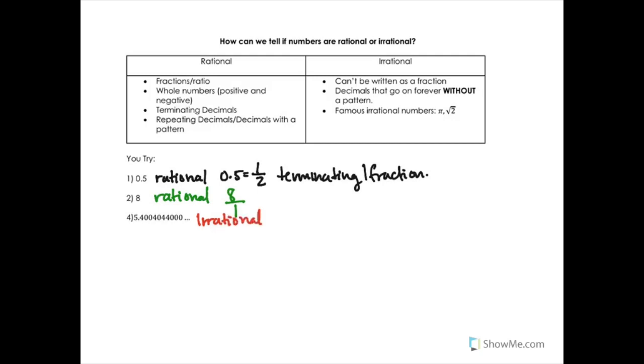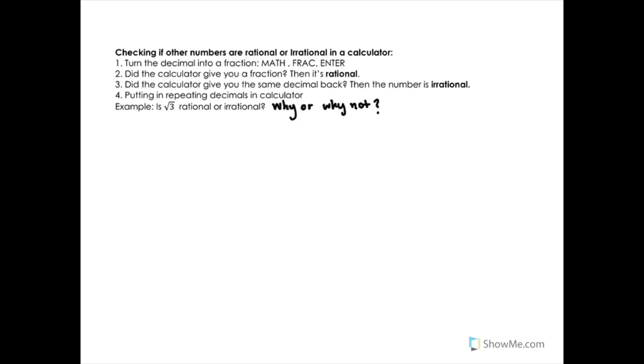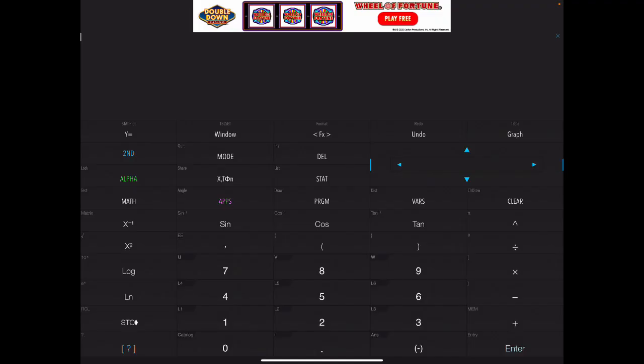And now I'm going to show you how we use our calculator to figure out if crazy decimals like this, maybe I don't recognize whether it has a pattern or not, can actually be written as a fraction. On your calculator, there's actually a great function that you guys should have played around with during the scavenger hunt that helps you turn any decimal that is rational, any decimal that can be written as a fraction, your calculator will convert it for you. So how do we do that? Let's do the example that we have here. We have the square root of 3. And we want to figure out, is the square root of 3 rational or irrational? Well, we're going to go to our calculator and we're going to follow the 4 steps that I have here.